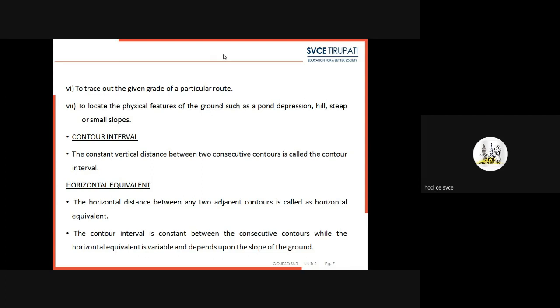And next, coming to the horizontal equivalent. It is the horizontal distance between two successive contouring lines, right? So the horizontal distance will vary depending upon the ground condition, okay? The horizontal equivalent should not be a standard value. Why? Because from point to point, the distance between the two contour lines will vary.